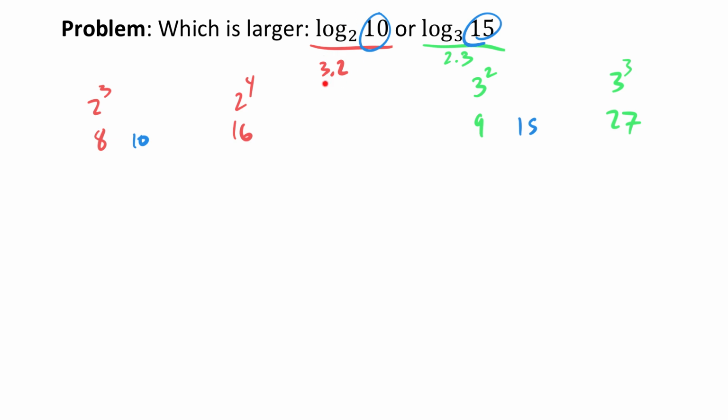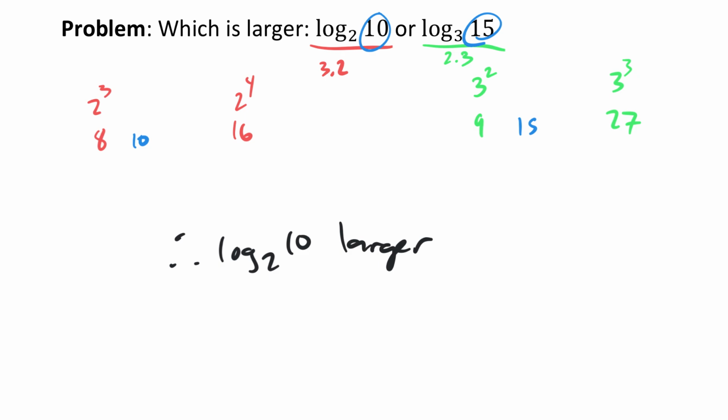Okay, so we've got some approximations, and if you notice, the first one here, log base 2 of 10, is clearly in the 3s. It's 3.1, 3.2, 3.3, something like that. And log base 3 of 15 is somewhere in the 2s. It's 2.1, 2.2, 2.3, something like that. So which one is larger? Therefore, log base 2 of 10 is larger because it's somewhere in the 3s.